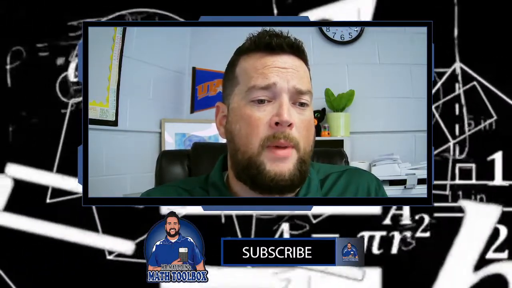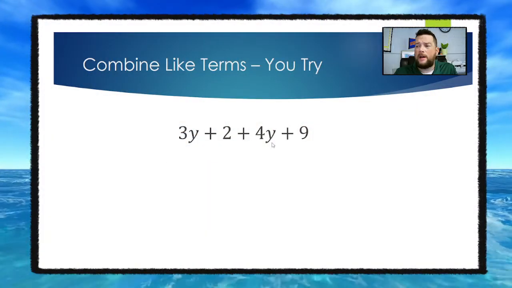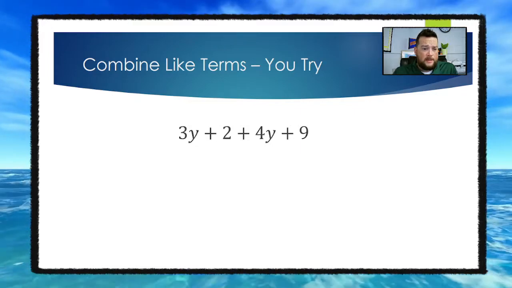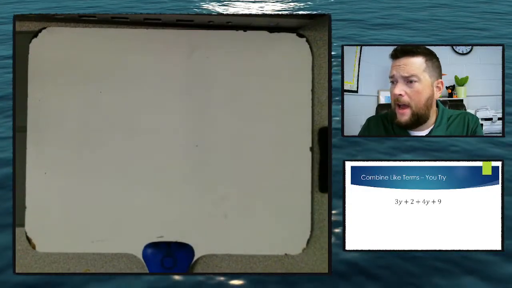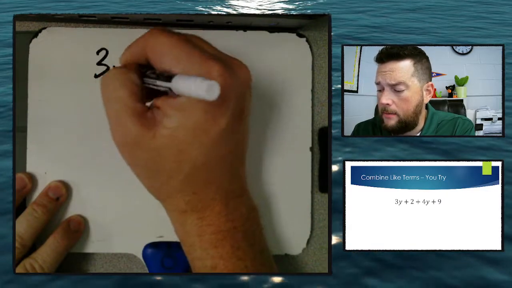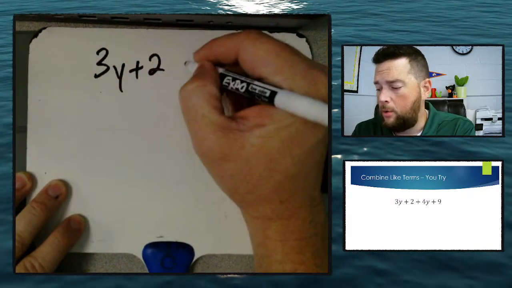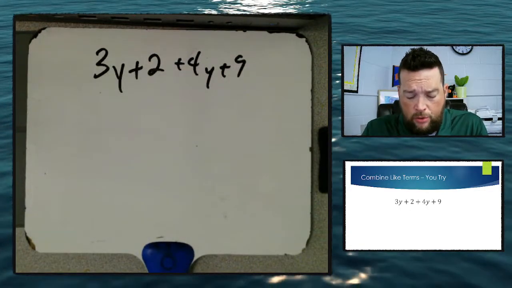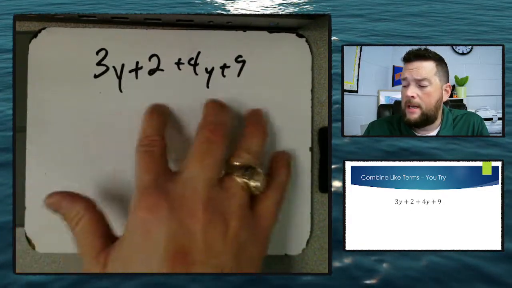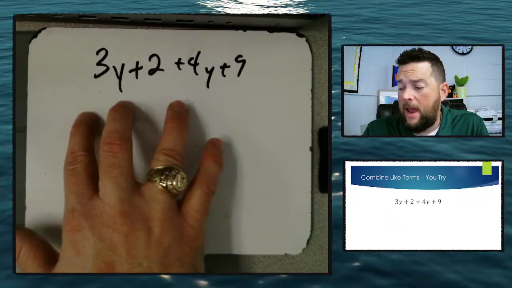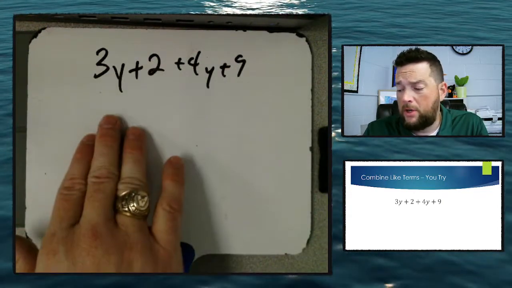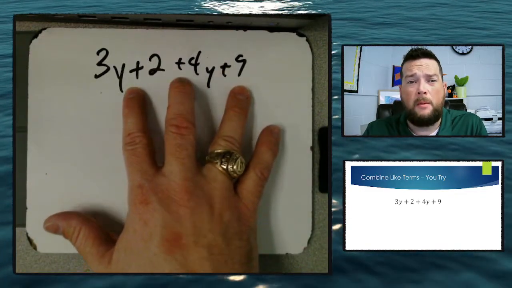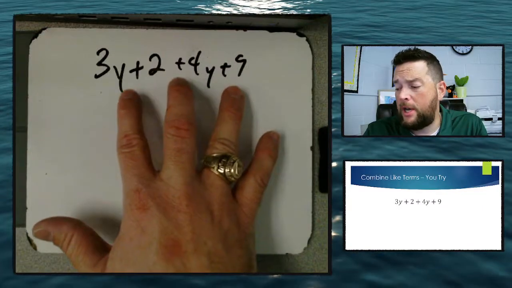So again, we're back to this problem. Try it yourself, all right, and then come back to see what the answer is. All right, so we've got 3y plus 2, plus 4y plus 9, all right? Yesterday I told you that if everything is addition, the first thing you want to do is make sure that every subtraction in the problem is turned to an addition problem by using keep, change, opposite.